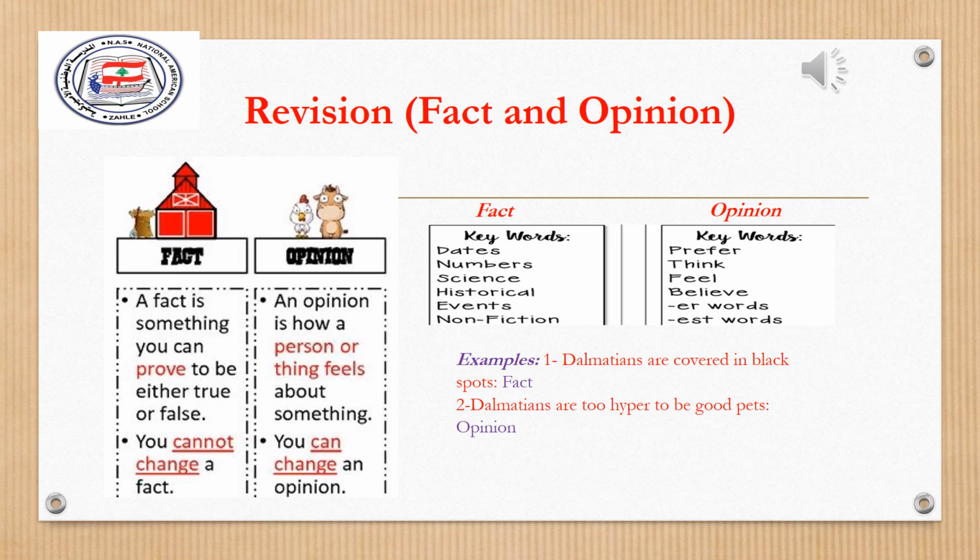2. Dalmatians are too hyper to be good pets. This is an opinion. How? Because an opinion cannot be proved true or false. And this is my own judgment or belief that the Dalmatians are too hyper to be good dogs.